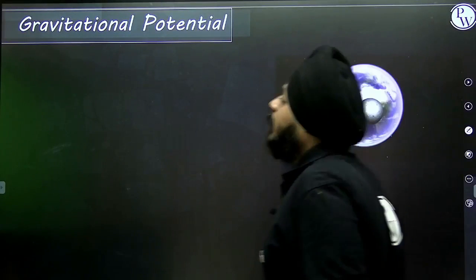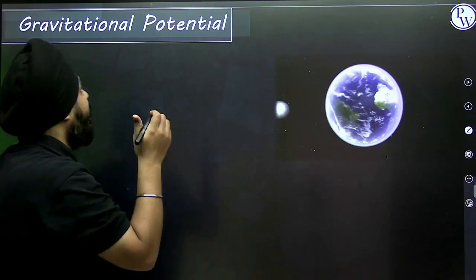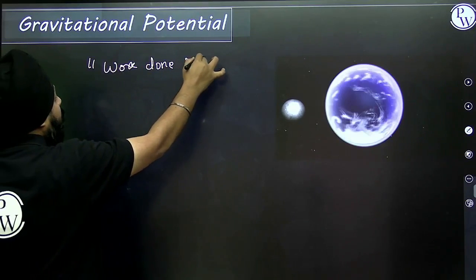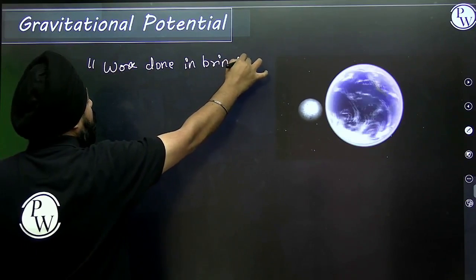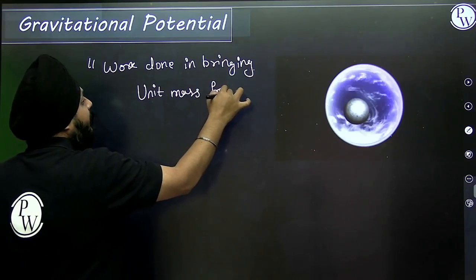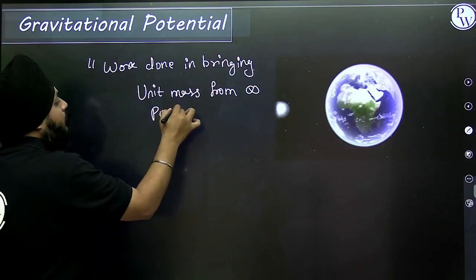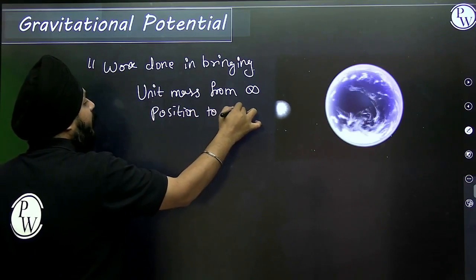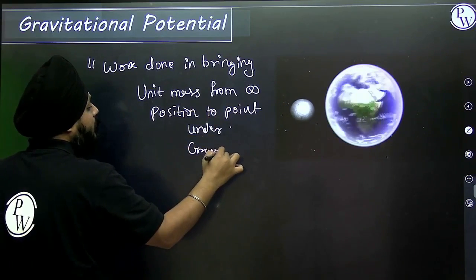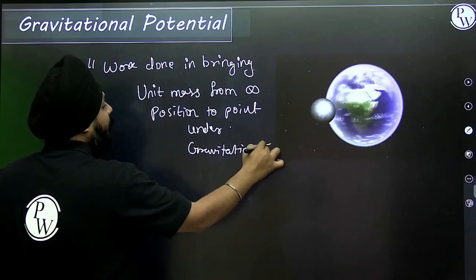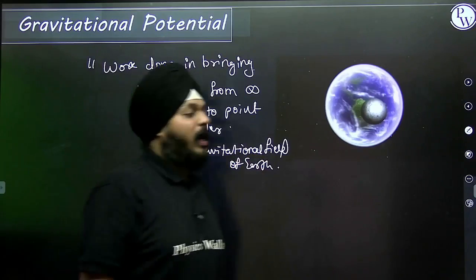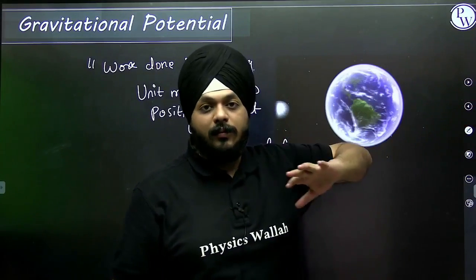So the same point we are going to see and write in technical terms. Work done in bringing unit mass from infinite position to a point under the gravitational field of Earth. Right. Now, gravitational potential, it's a very simple term.